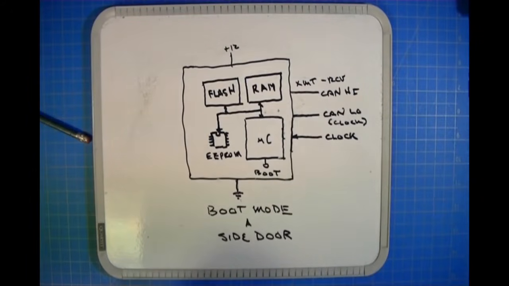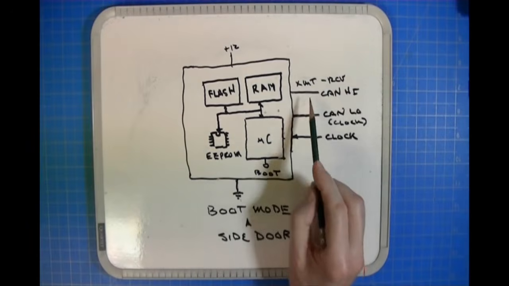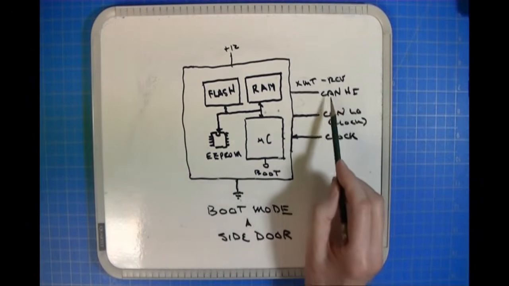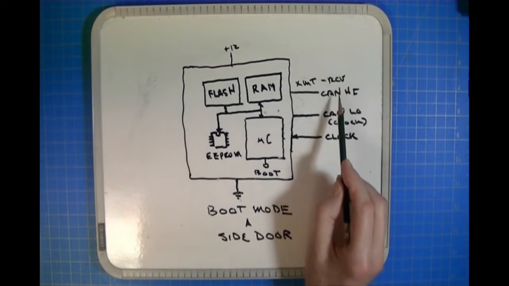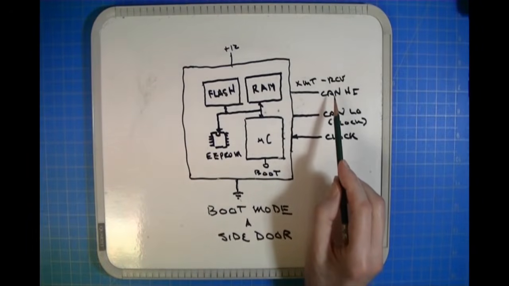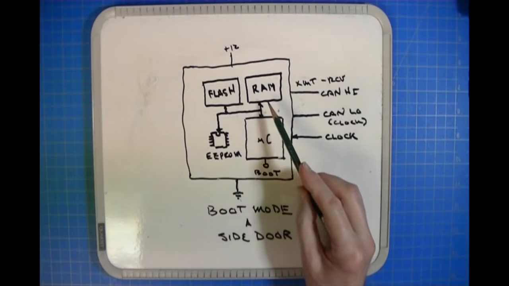Okay, so what's happening is bits are flowing in over this CAN line. It could be CAN high, could be CAN low. It depends on how they implemented it. But those bits are actually program instructions, which are then loaded by the microcontroller into RAM.